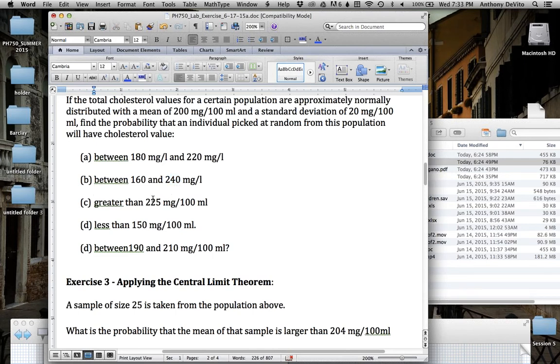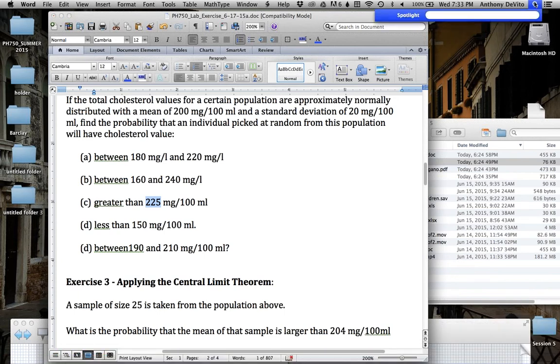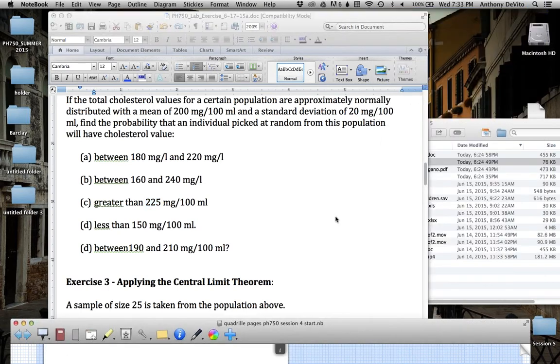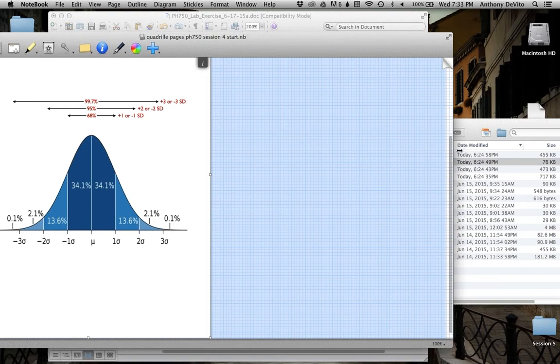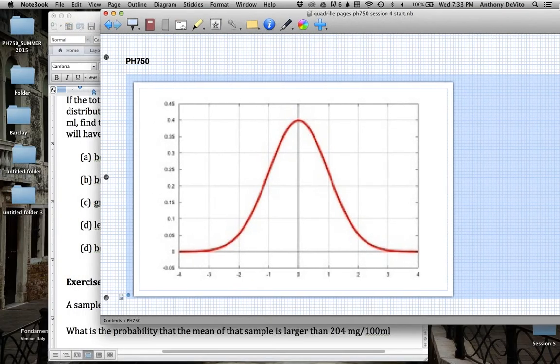Okay, and what's the probability that they're going to be greater than 225? Uh-oh, we got an issue here now. That's a problem. And the way we're going to take care of that problem is we're going to do a quick calculation. Okay, I'm going to go to my second page in my notebook. I like to sketch this out. The population I just described has a mean of 200, that's mu, and sigma is equal to 20, right?